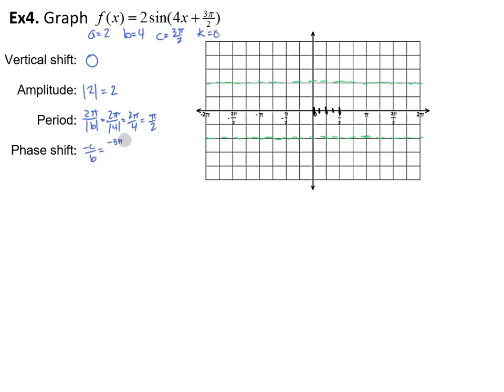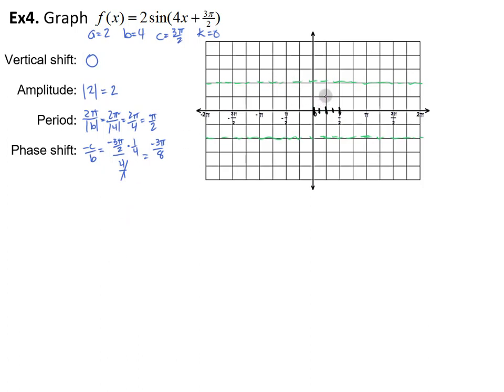Okay, lastly, our phase shift, the opposite of c over b. It's -3 pi/2 divided by 4. And again, you can think of that as multiplying by the reciprocal, or dividing by 4 is multiplying by 1/4. So we get -3 pi/8. Ooh, this could be a tough shift. Wow, we'll see if we can deal with that.